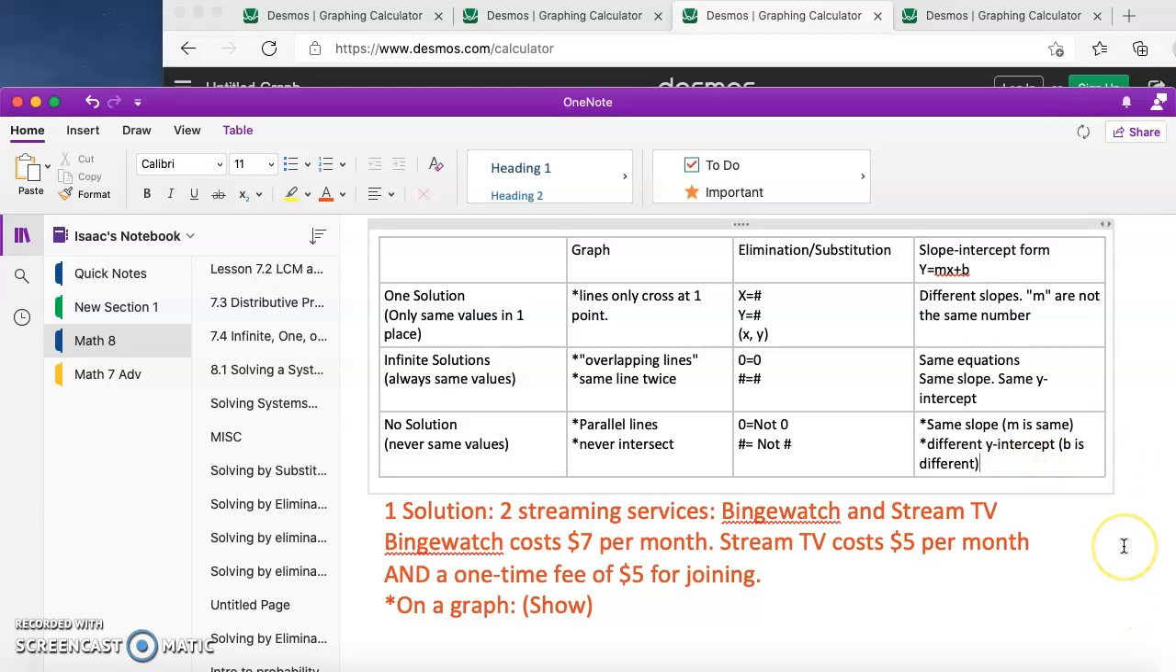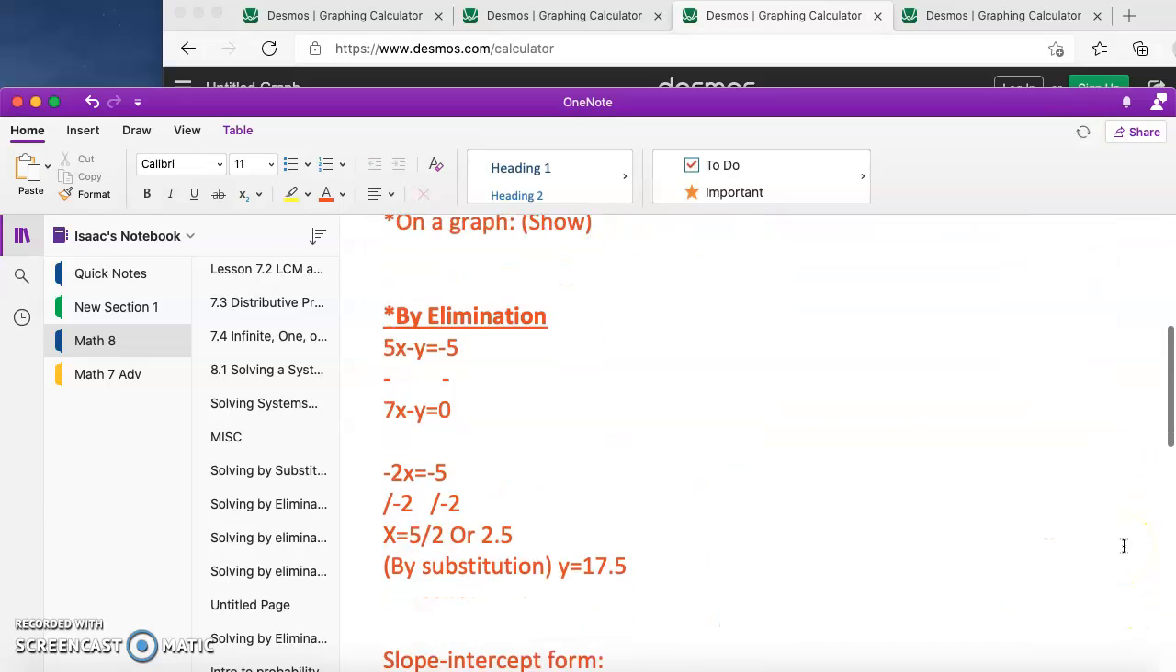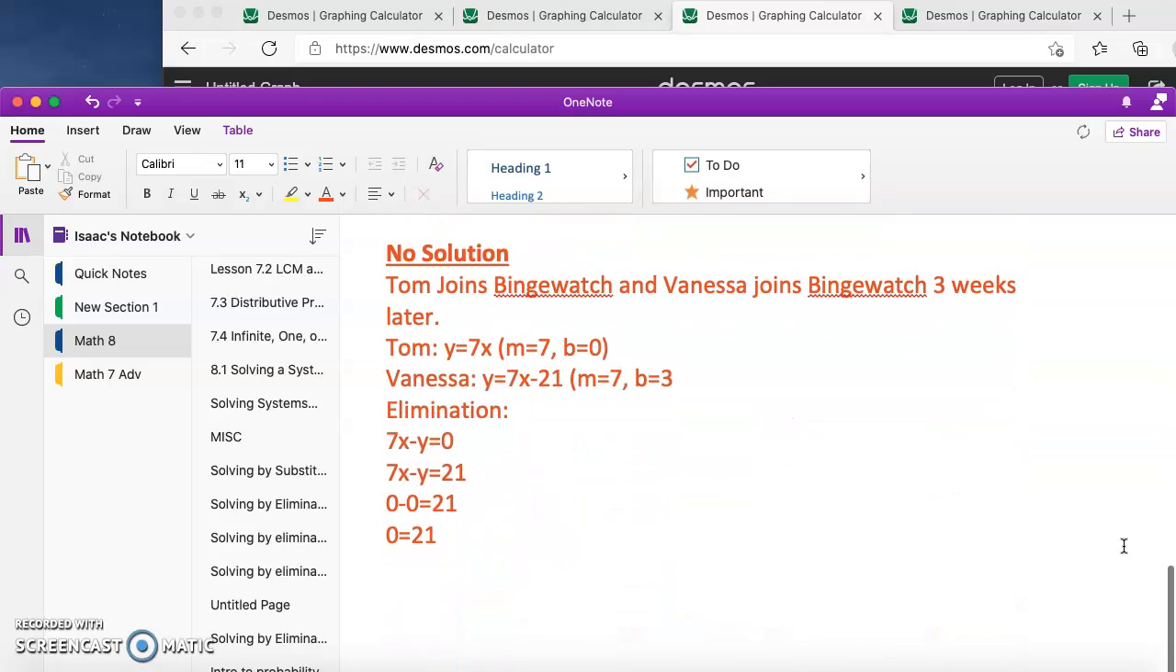Now finally, let's look at a situation with no solution. So Tom joins binge watch, and Vanessa joins binge watch 3 weeks later. So for Tom, his equation is going to be y equals 7x. M equals 7, b equals 0. For Vanessa, her equation is going to be y equals 7x minus 21, where m equals 7 and b equals negative 21. Well, if I'm going by slope-intercept form, I can tell they're never going to cross each other because they've got the same slope, but their y-intercept, or b, is different.